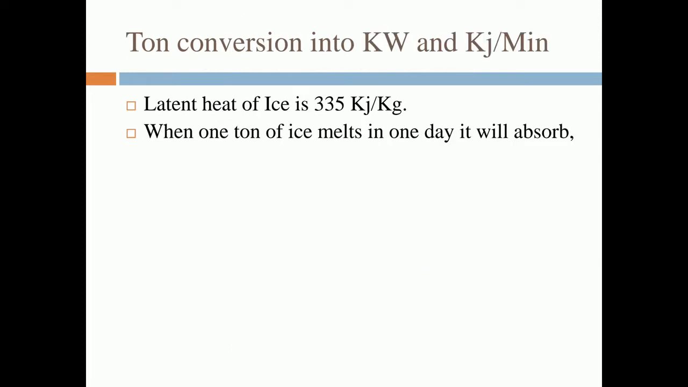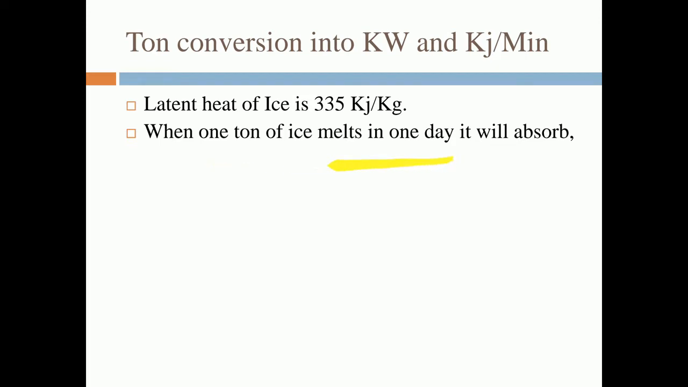Now, ton conversion into kilowatt and kilojoule per minute. As we know, the latent heat of ice is 335 kilojoule per kg. When the 1 ton of ice melts, it requires latent heat because solid is converted into liquid. So latent heat will be in the picture. The amount required is 335 kilojoule per kg of ice.